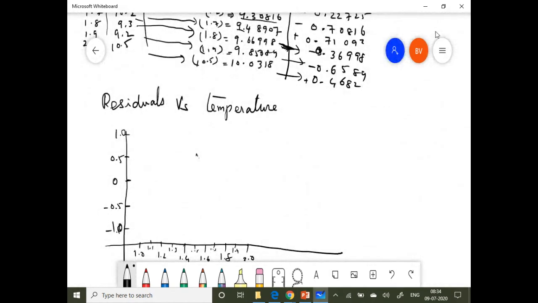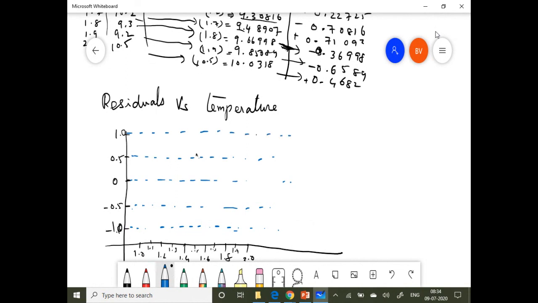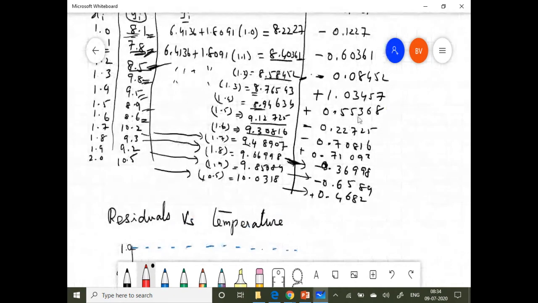I'm going to mark the residuals. Okay, let me draw some lines to represent this. This is the negative 1 level, this is the negative 0.5 level, this is the 0 level, this is 0.5, this is positive 1. Now let me find the dots. Very near to 0 for 1.0. There is a dot, very near to 0 but in the negative direction.